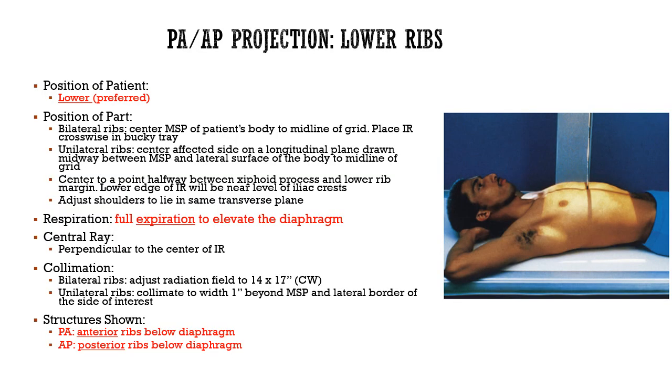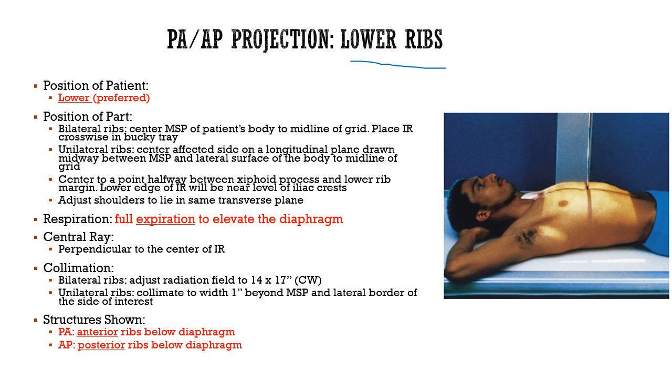For PA or AP projections of the lower ribs, we typically want the patient recumbent. That's why there's no mention of 72-inch distance, because the patient would be recumbent. Bilateral ribs, we would be performing them with the mid-sagittal plane of the patient's body to the midline of the grid. Place the image receptor crosswise in the Bucky tray.